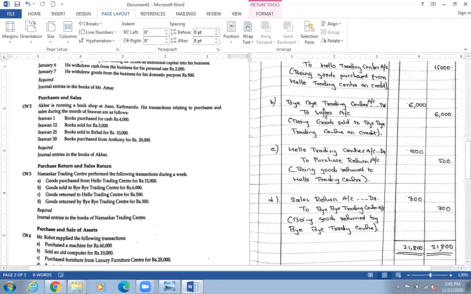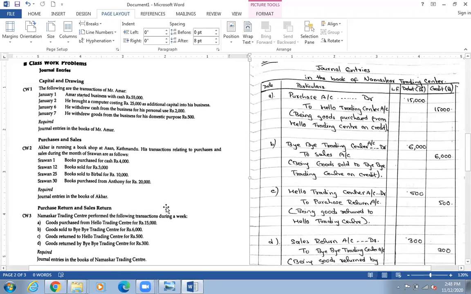So purchase account Dr. Then, what shall we write down below? It was not paid in cash, cash is not written anywhere. So what is written instead of cash? The name of the company is written, Hello Trading Center. So let us write down the name of the company. To Hello Trading Center. If you write purchase above, then below you write the name Hello Trading Center, because it is a credit transaction.